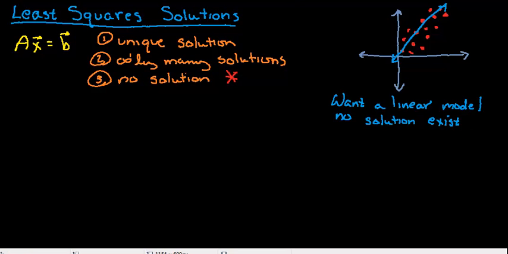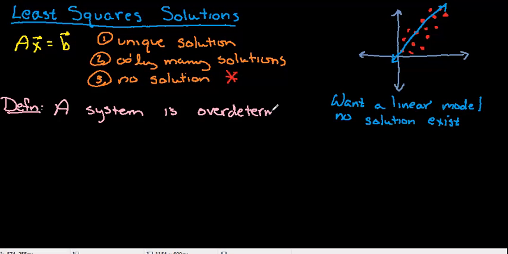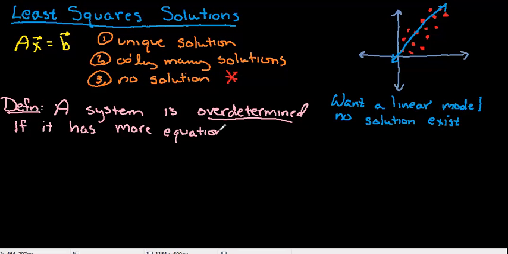So before we proceed further, I'd like to give you a few definitions. The first definition is for an overdetermined system. So definition: a system is called overdetermined if it has more equations than variables.